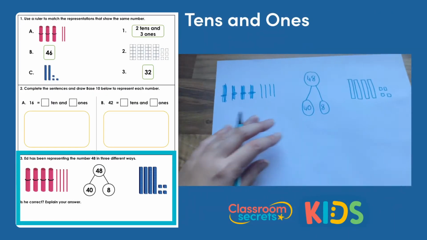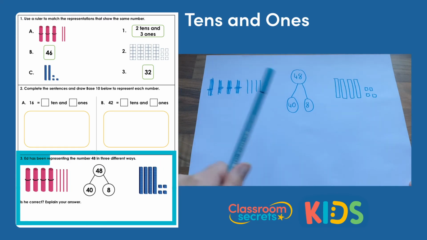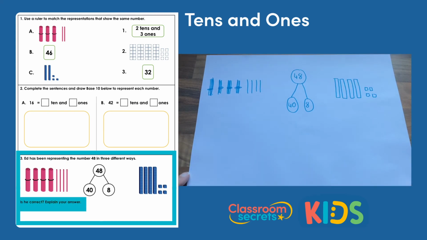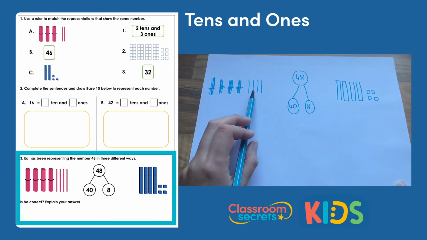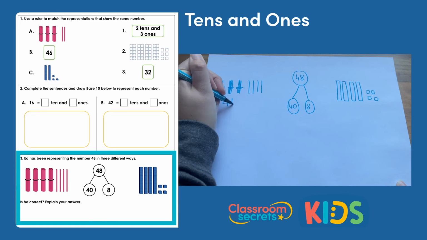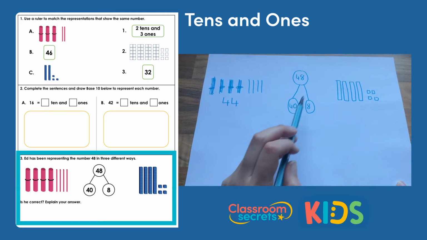Time for the final question. It says Ed has been representing the number 48 in 3 different ways: in straws, the part whole model, and base 10. Is he correct? Explain your answer. Again, I'm going to count up the numbers represented and write each numeral underneath. So let's start with our straws. We've got 1, 2, 3, 4 tens and 1, 2, 3, 4 ones, which is 44. 48's already been shown on my part whole model, so I know which number's being represented there, 48.